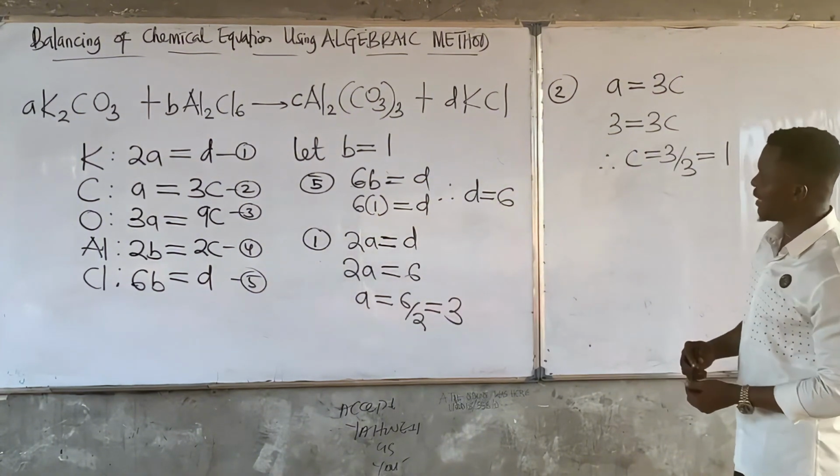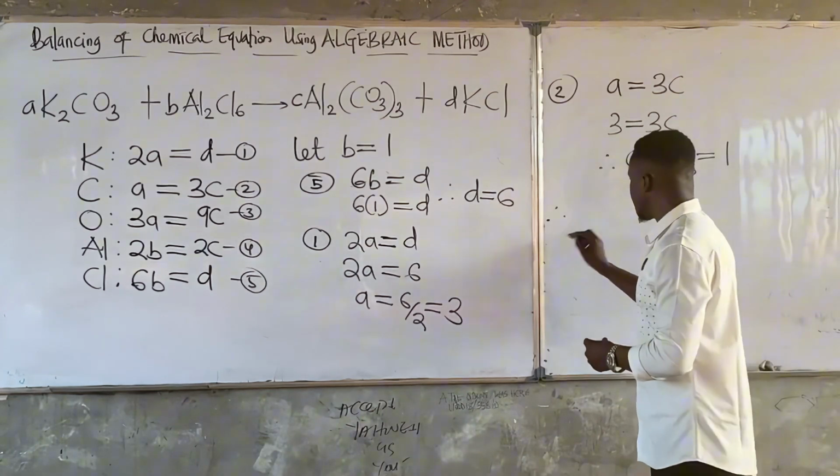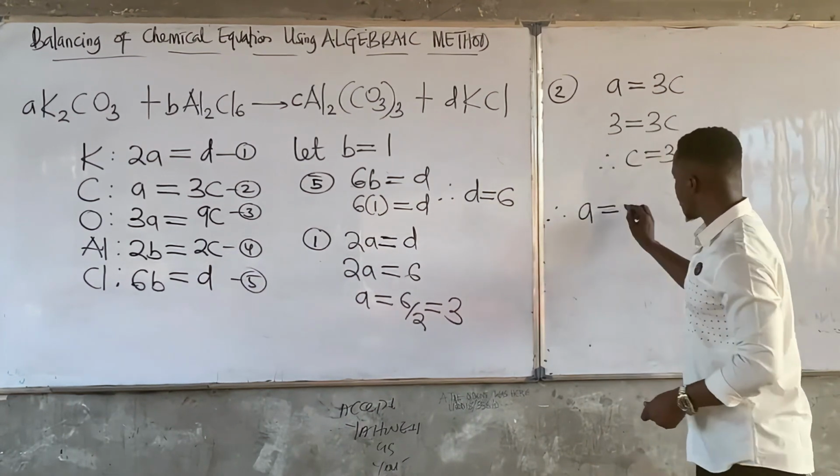Now, what is left for us to get? We've gotten all the variables, all the unknowns. Our A is equal to 3.